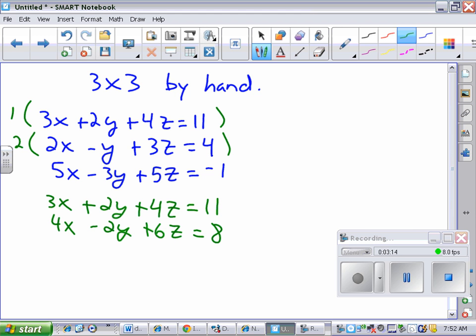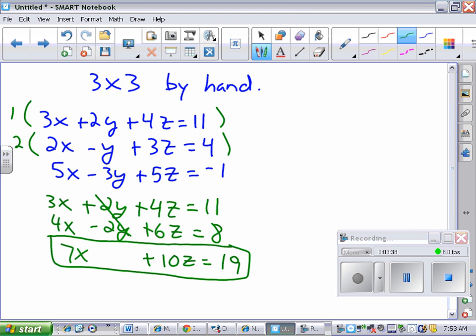Just multiply through the second equation by 2. And now I just do the regular elimination. I'll add them together. What do you get here? 7x. That y is gone. That's what we wanted. Plus what? 10z equals 19. And that's not so hard.